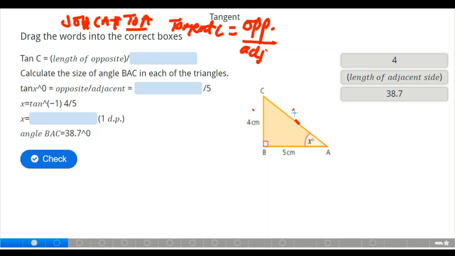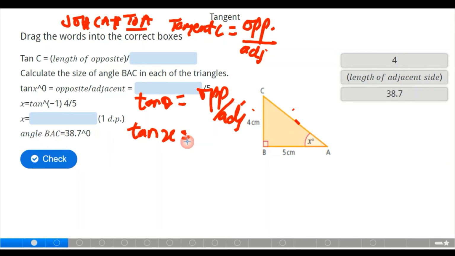Now if you look at this, we have the adjacent to be 5 centimeter, and our opposite here is 4 centimeters. So the best thing for us to use here is tan theta. The question says to calculate the angle BAC, so that implies we are calculating angle x. We have opposite over adjacent, so it's going to be tan x. That is what we are calculating.